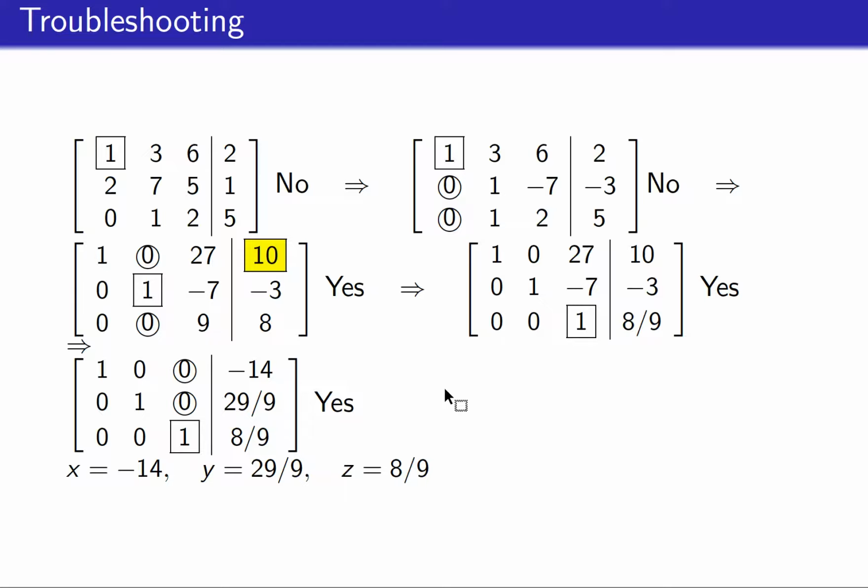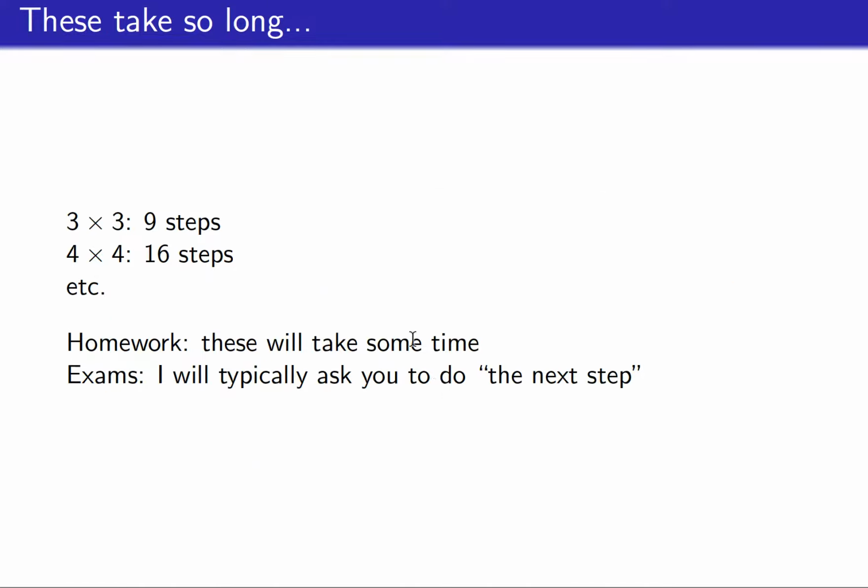So this is a little bit of troubleshooting assistance. The book doesn't talk about this, but these problems, they're so long, you're bound to make mistakes like this. So that's a little bit of helpful hints here. Yeah, these are going to take a long time. For 3x3, there's going to be 9 steps, right? Because you're going to get ones and zeros for each of the 9 blocks, 9 numbers in the block. 4x4 is going to be 16 steps. And each step takes a while, right? So multiplying, adding, doing a bunch of these things. And so these are going to be long problems, okay? So sorry, that's the nature of things. And the homework, these will take some time.